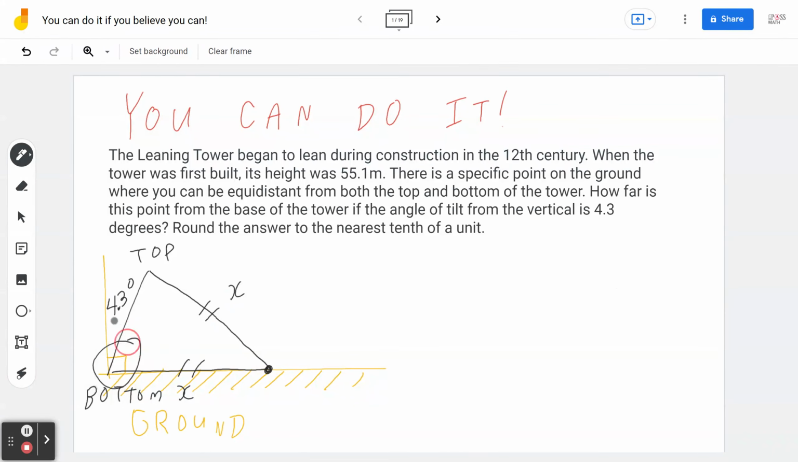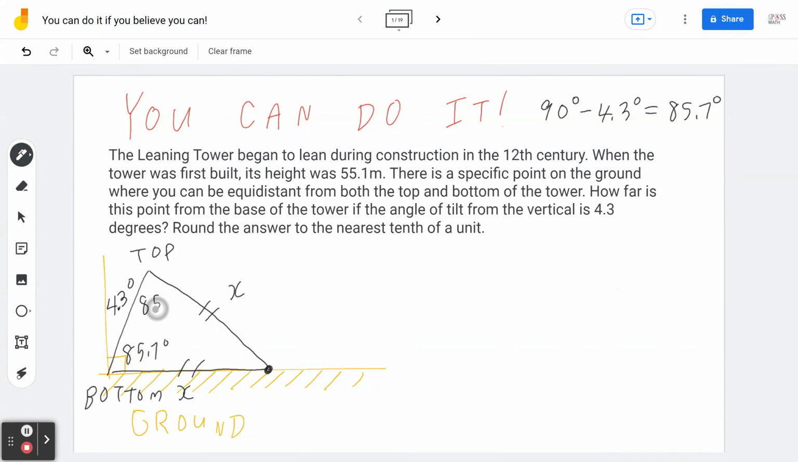If you think about this 90 degrees, this means you have 90 minus 4.3, and you can grab a calculator, or you can do a little bit of mental math. I'm going to promote mental math. So I'm going to write down 90 minus 4.3 on the right top corner. That's going to be 85.7 degrees.